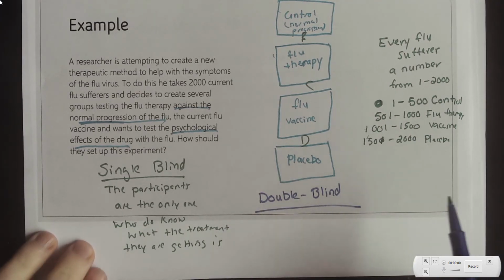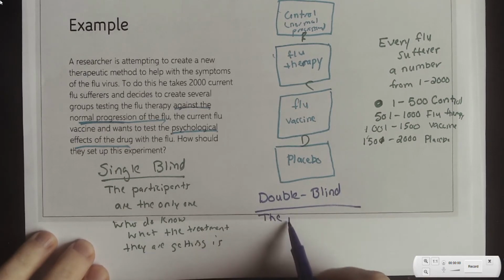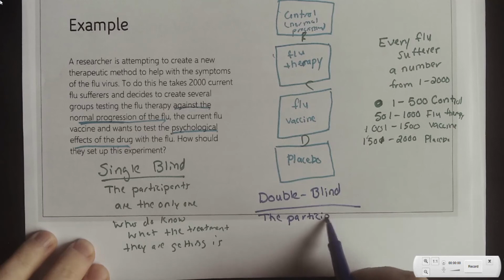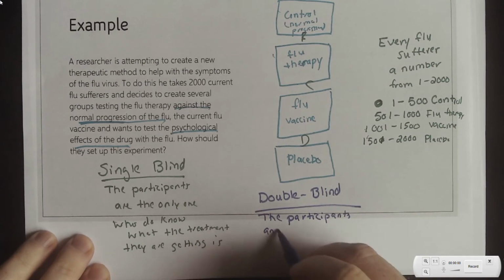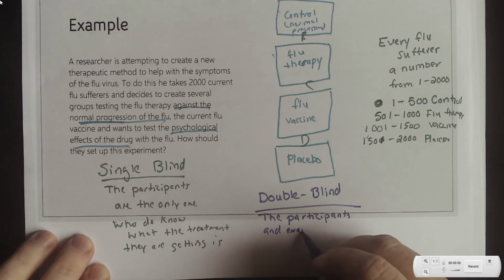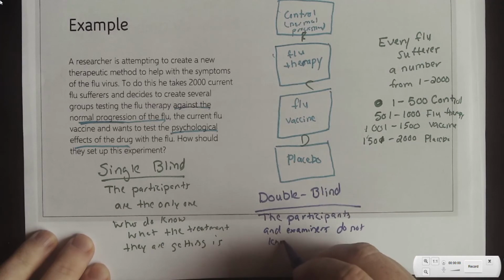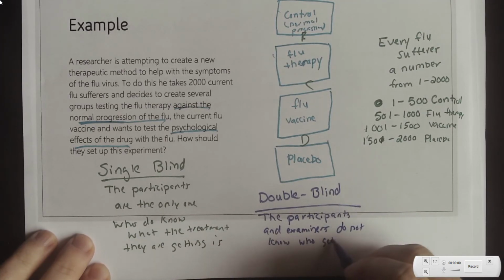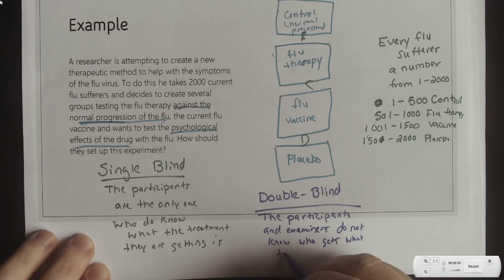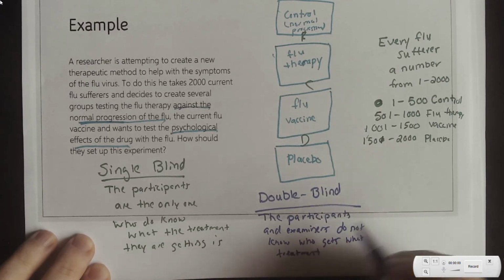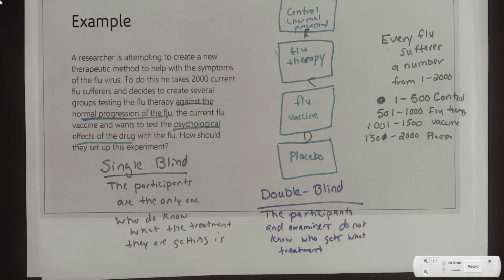So double blind is that the participants and examiners do not know who gets what treatment. So you might be asking, well, who would know? Because someone has to know. Because how are they going to take accurate data? And that's a very good question, random person on the internet who I have never met before. And the answer to that question is this.